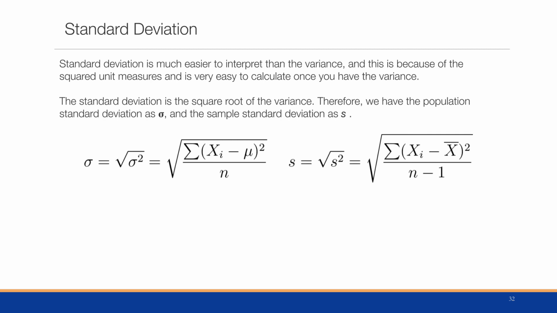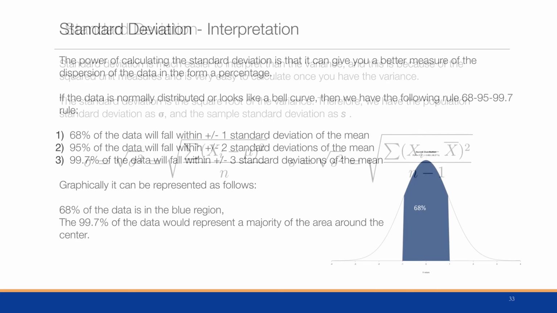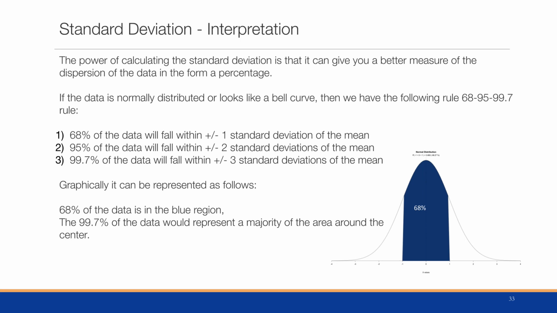Now the standard deviation is much easier to interpret than the variance. The variance is going to give us a number, but it doesn't give us anything that we can necessarily interpret for someone else. And the standard deviation, while it's nothing more than the square root of the variance, will actually give us something a little bit more interpretable. It gives us a better measure of the dispersion of the data in the form of a percentage.